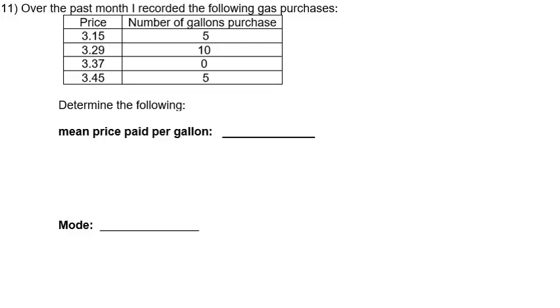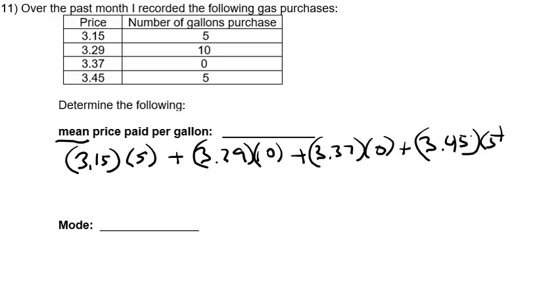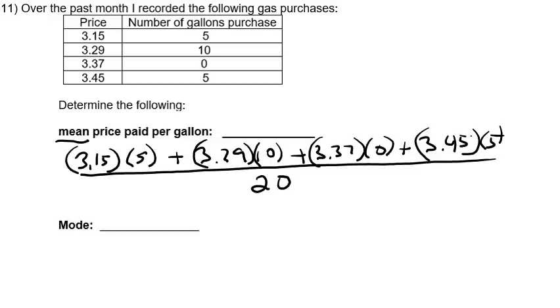Okay, for this problem, we're given a frequency distribution table. So thinking about the definition of the mean, if we want to calculate the mean given this data here, we're going to have to take each price, multiply it to its frequency, then divide all this by the sample size, which is 20.